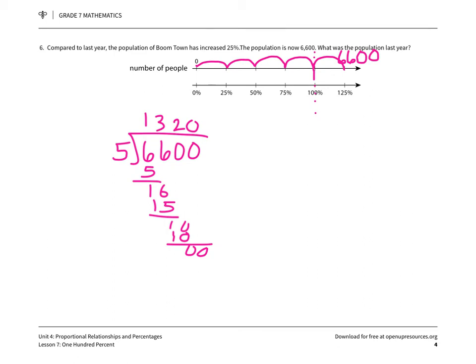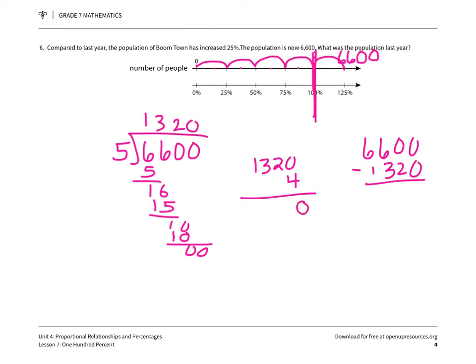So a couple ways to figure out what the population was last year. We could do that 1,320 times, now there's 1, 2, 3, 4 equal sections. Or we could take 6,600 and subtract 1,320 from it. Either way, we should get the same answer, which is 5,280. Hey, that happens to be the same number of feet in a mile. Coincidence.